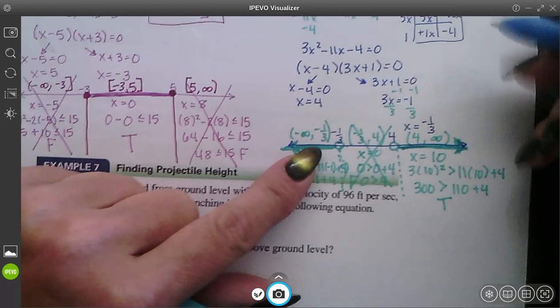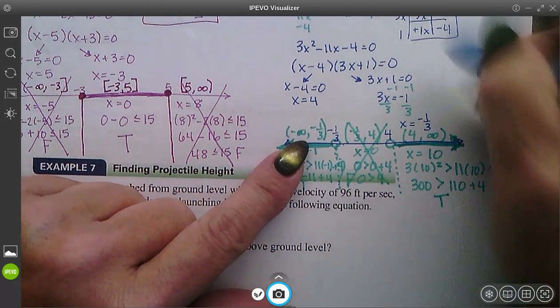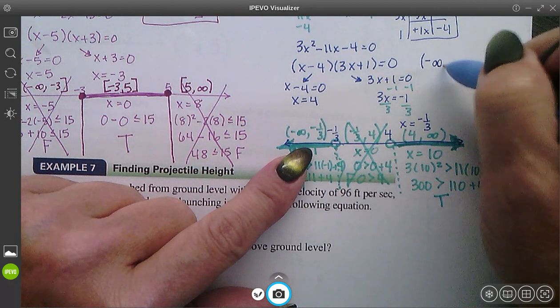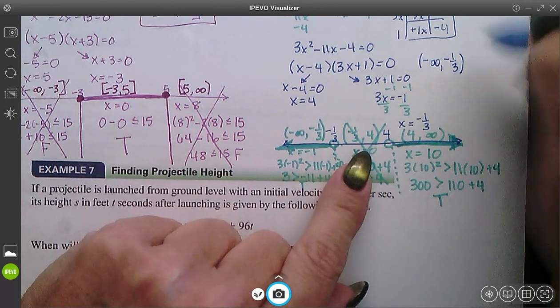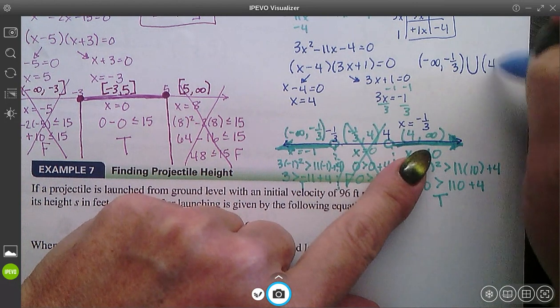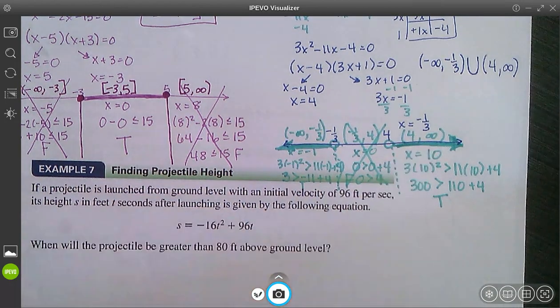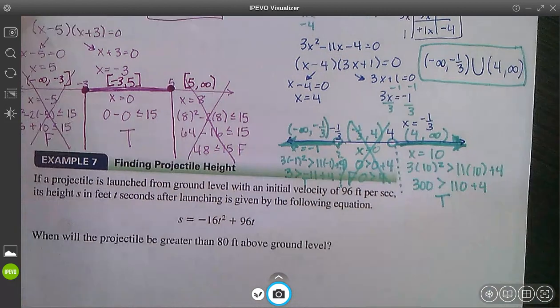So the solution to this inequality includes two intervals. The first interval goes negative infinity to negative 1/3. And then I skip over some numbers, so I use a union. And then I start back up with 4 to infinity. So this would be the solution to that inequality.